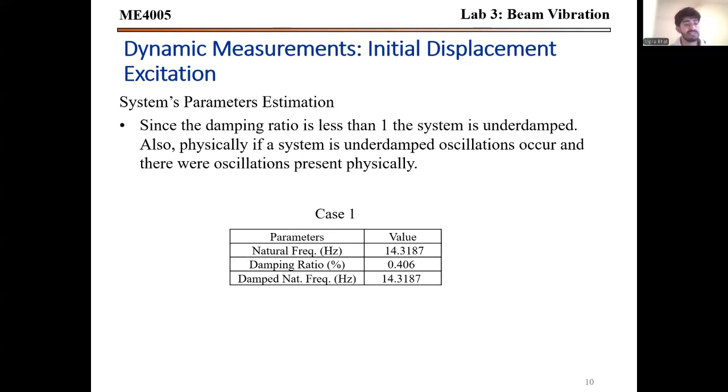So some of the system's parameters estimation included, since the damping ratio is less than 1, the system is underdamped. Also, physically, when a system is underdamped, oscillations occur, and there were oscillations present physically during the experiment. And these were some of the results that we attained in case 1.